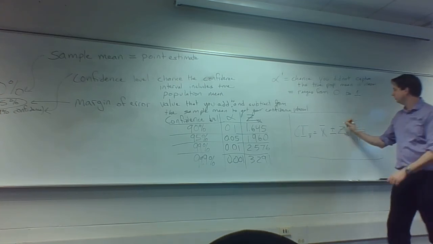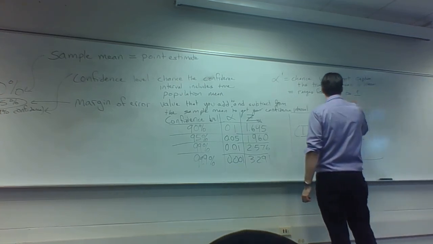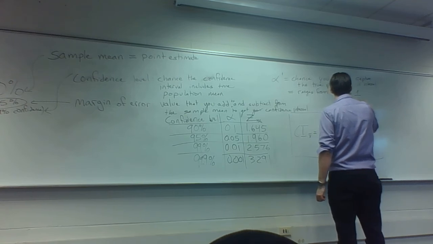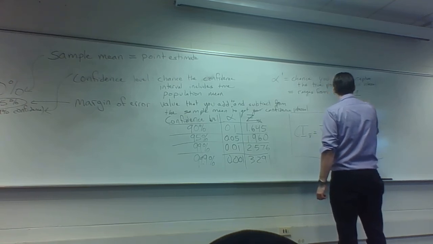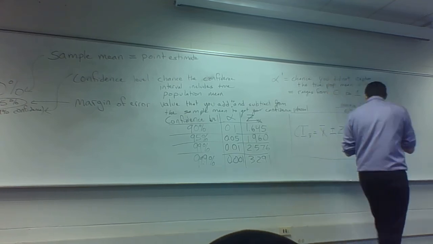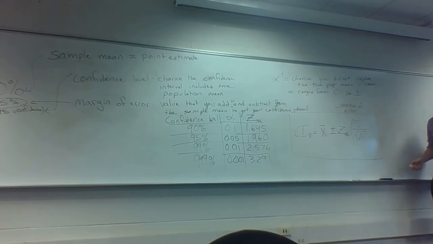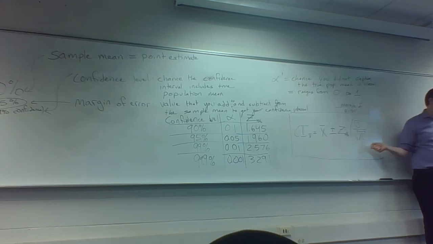And this part after the plus or minus is our margin of error. What happens to the margin of error if n increases and this gets smaller? It gets smaller. And so in other words, we get a narrower range. That's good, right? A 99% with a huge range is not as good as a 99% with a small range.